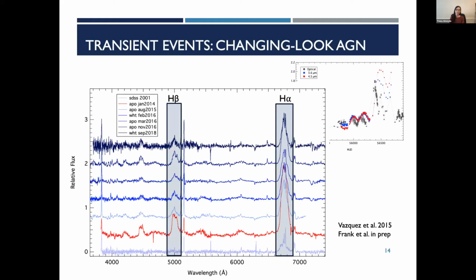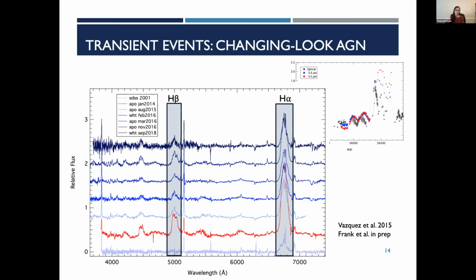So here I'm showing the various optical spectra that we have found or obtained for NGC 6418 from 2000 on the bottom to 2018 at the top. The spectra have been vertically offset for clarity. In the spectrum at the bottom, you can see that the H beta line is essentially non-existent and the broad H alpha line is present but very weak.